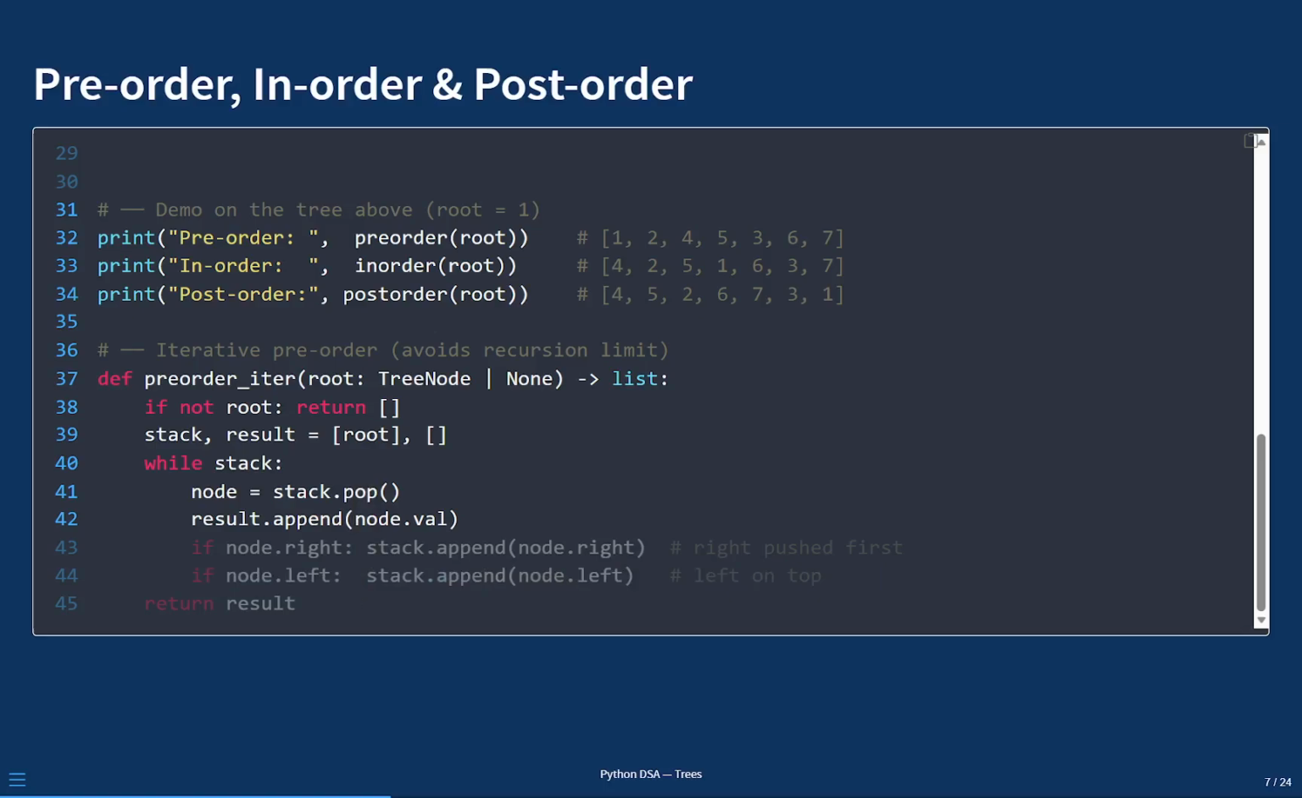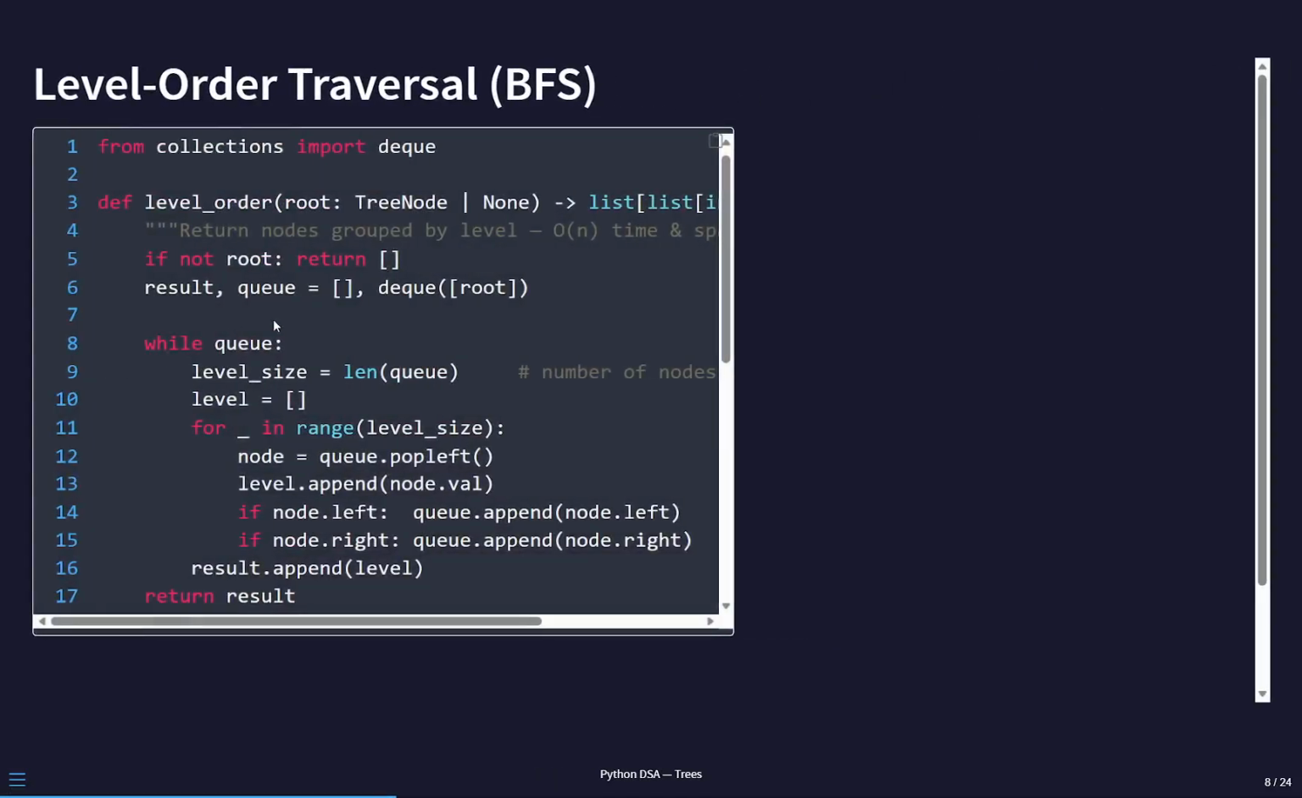Clean and efficient. Level order traversal is the tree version of breadth-first search, and the variant that returns nodes grouped by level is extremely common in interview problems. The implementation uses a deque for efficiency. popleft is O(1) on a deque versus O(n) on a list. The key technique is capturing len(q) before the inner loop.